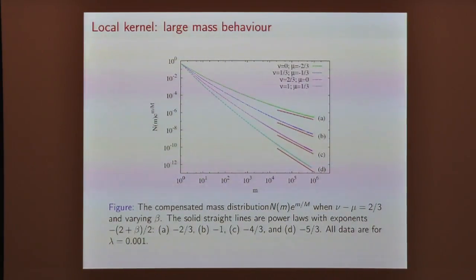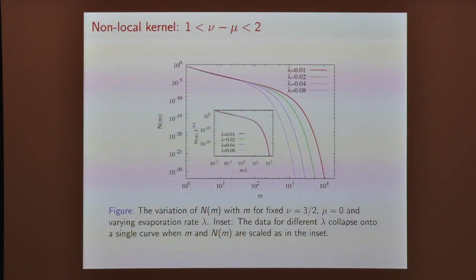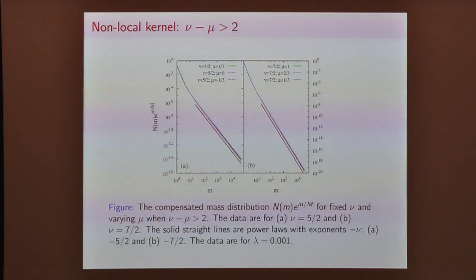For local kernel large mass behavior, we also solved this compensated mass distribution, which is a name for n_m times e to the power capital M by m, so that we can find the power laws, and this is the large mass behavior. And for the non-local kernel, when nu minus mu is between 1 and 2, there also we have determined the large mass behavior, and the power laws correspond to the theoretical finding. Also there is a data collapse for them.